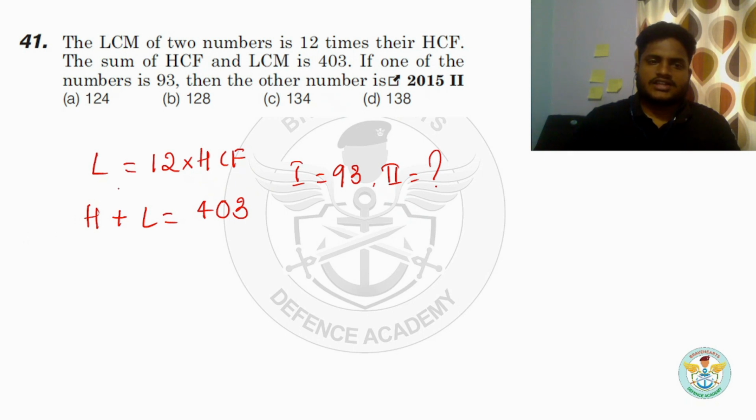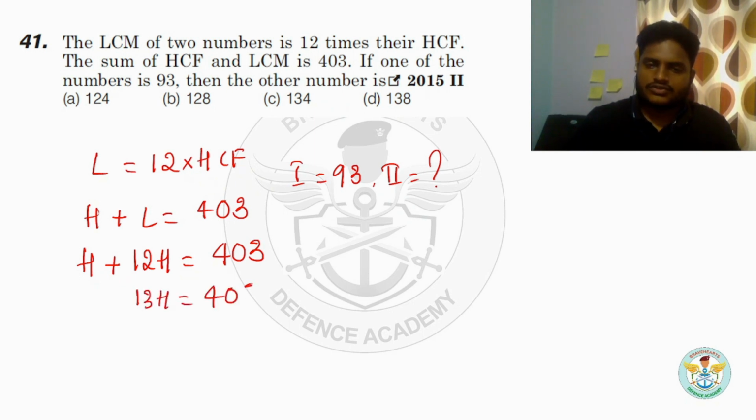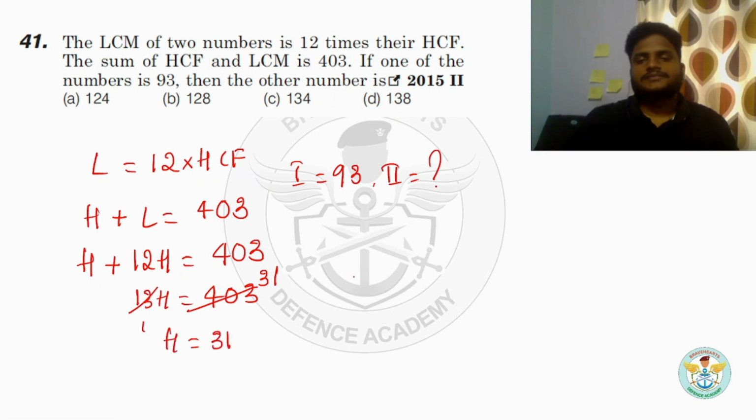So here it is. LCM is given as 12 into HCF. LCM can be written as 12 into HCF, so 12H plus H is 403. If I add 12 and 1, then it will be 13 times HCF is equal to 403. Now directly cancel out: 13 ones are 13, 13 threes are 39, and 1 is remaining. Your HCF is 31. Now we got the HCF as 31.